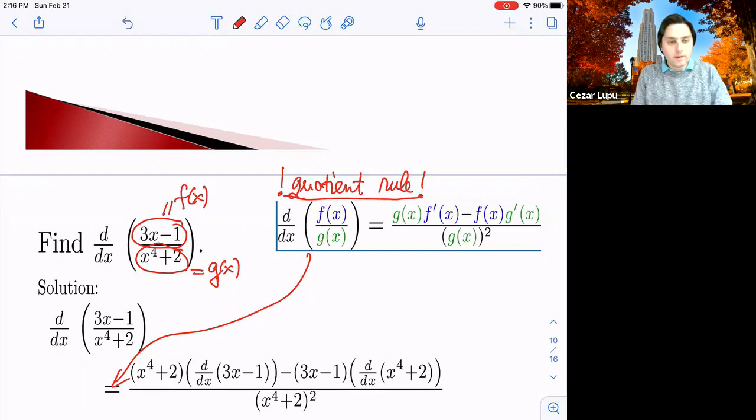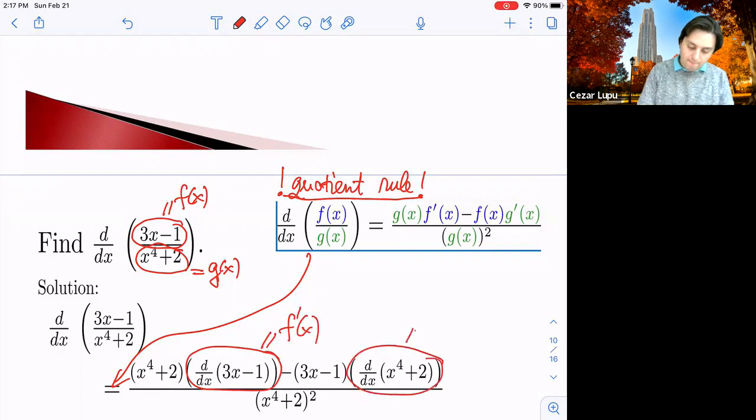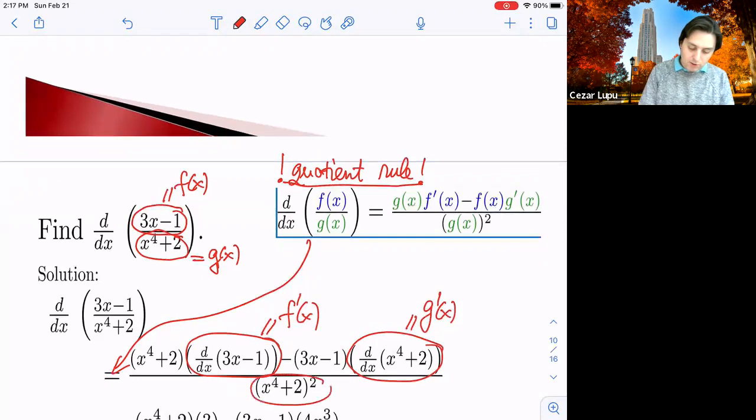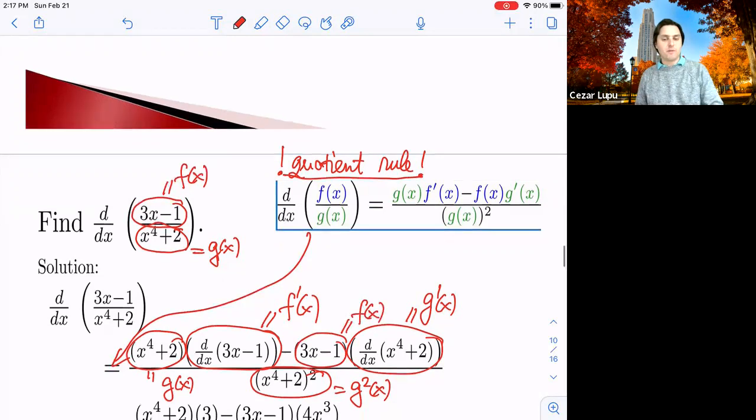this is x to the 4th, right, which is g. So this guy here is f prime of x. This is g prime of x. As you can see here, this is g squared of x. This guy here is g of x, right? And this guy here is f of x. So it's pretty straightforward.